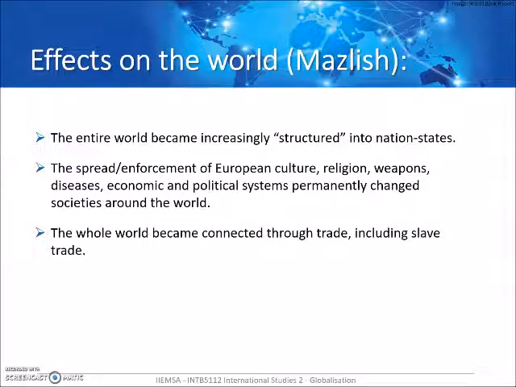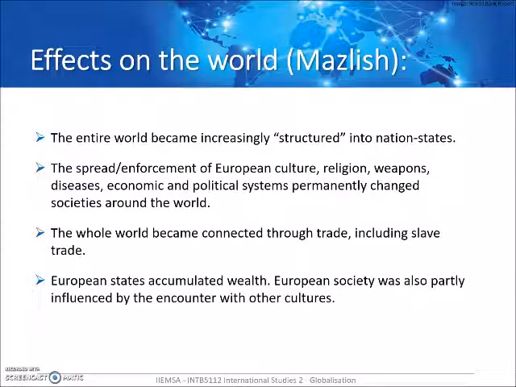The whole world also became connected through trade, right? Because you started having trade of resources, often of stolen resources. You started having slave trade, which unfortunately is also a type of trade. And you started having connections between Europe, the African continent, and the American continent. So you had the spread of trade, of movement of people, of diseases as well, and of cultural influences. So this is really where globalization started off.